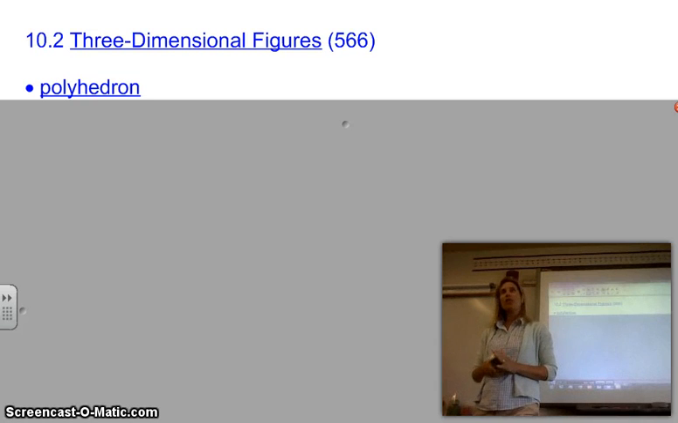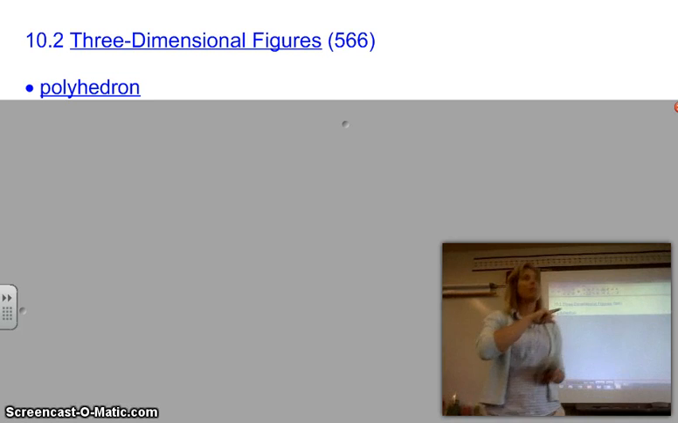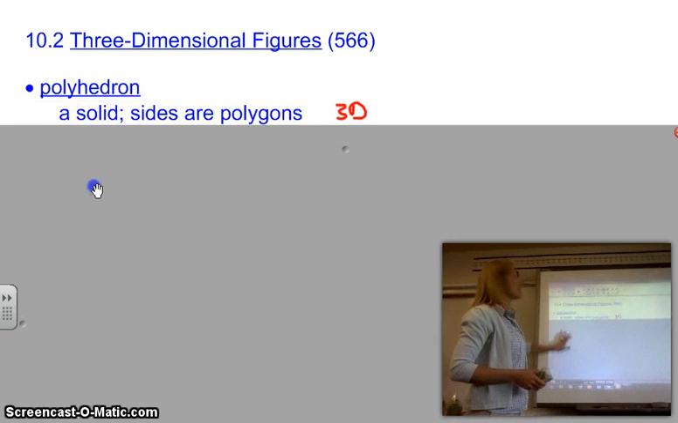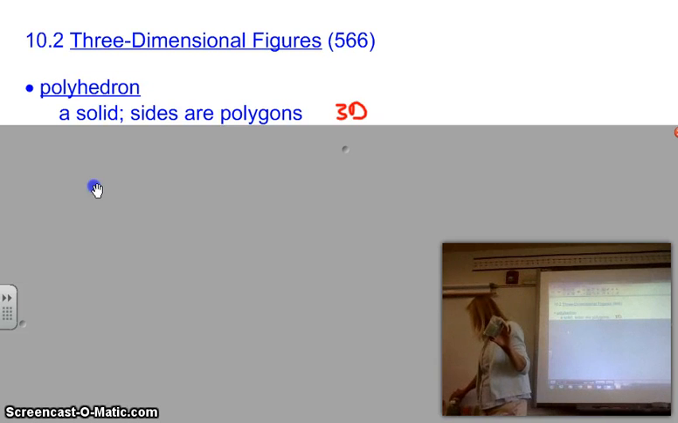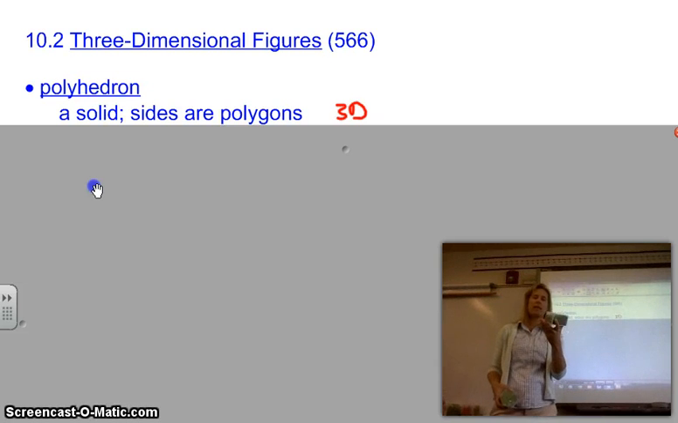So a polyhedron actually has many polygons, the very word you just used. So every side is a polygon. So this is an example of a polyhedron. Every side in this case is rectangular. We have a square, which is a rectangle too, right?